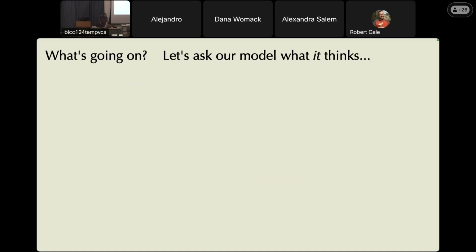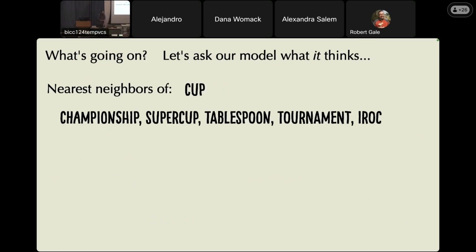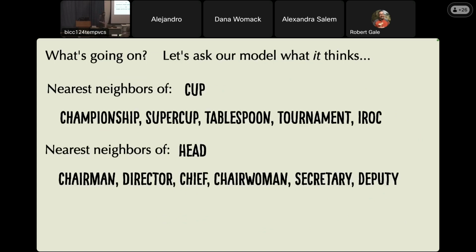And it turns out when we looked at the nearest neighbors of cup in Word2Vec, we saw that the closest things were championships, super cup, tournament, IROC, which is a racing thing. Because it was trained on newspapers, it thought that cup was like a trophy. And the nearest neighbors of head were things like chairman, director, chief secretary. The head of the IMF today announced blah, blah, blah.